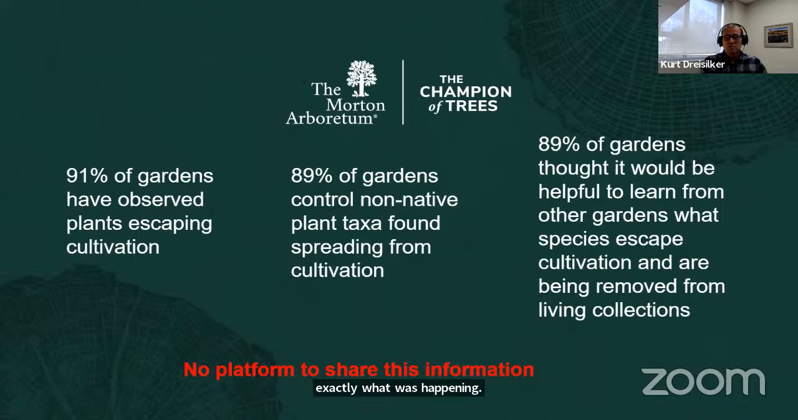We found through some survey work that 91% of the gardens have actually observed plants escaping from cultivation. 89% of the gardens control those plants when they are spreading from cultivation. And then 89% of the gardens thought it would also be useful to understand what other gardens are dealing with, what other species, and how they are dealing with those escaped populations. Despite this information, at that time, no platform existed to share it.